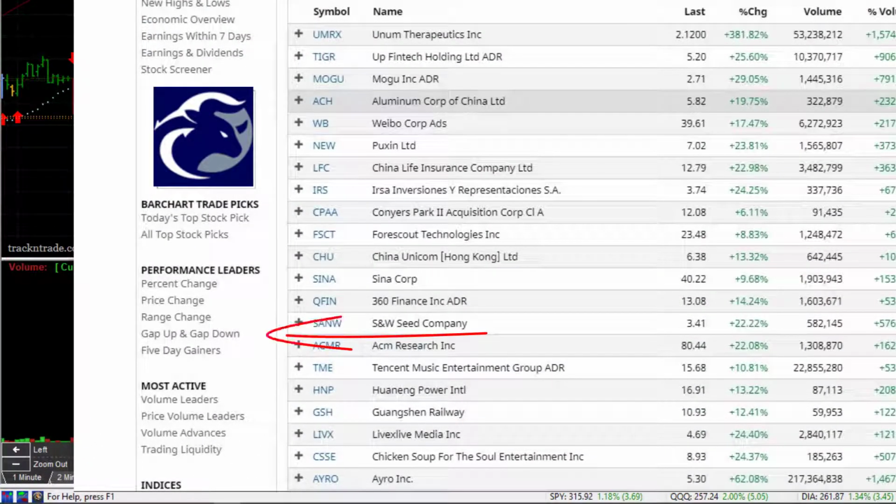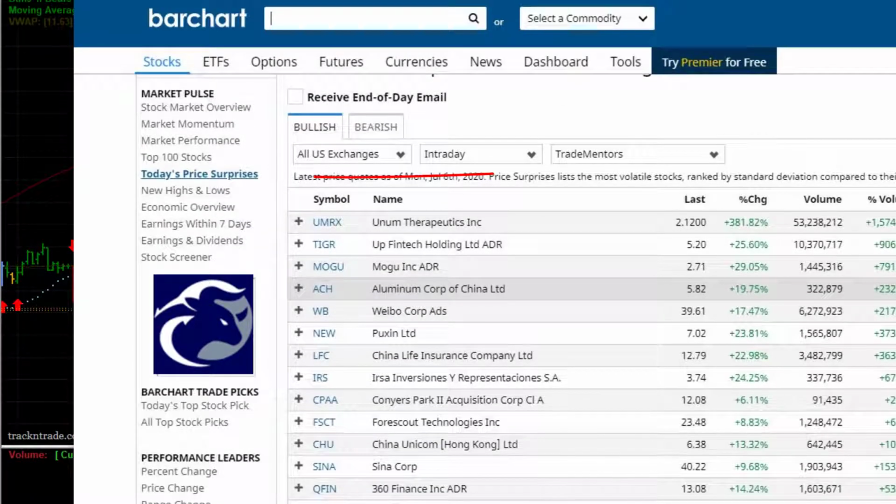I like to do gap up and gap down. So I like to look at the biggest moving markets, the ones that gap up in the morning. I also like to look at today's price surprises. Those are really good ones. And then I have in here a little stock screener I've created for momentum stocks. And so I like to look at those.